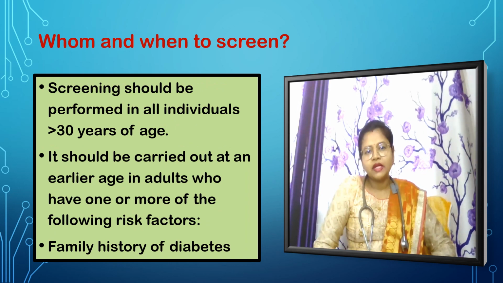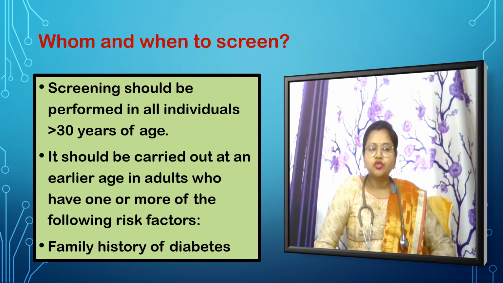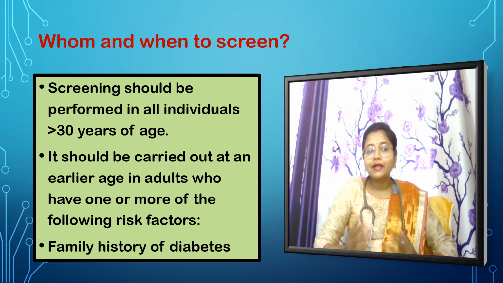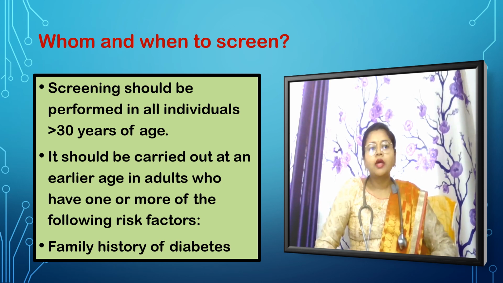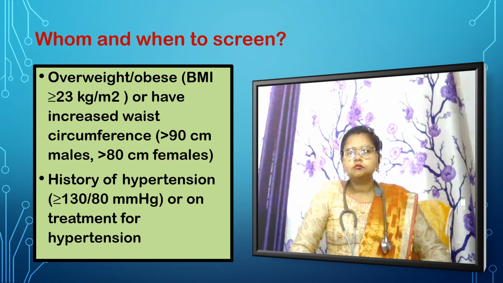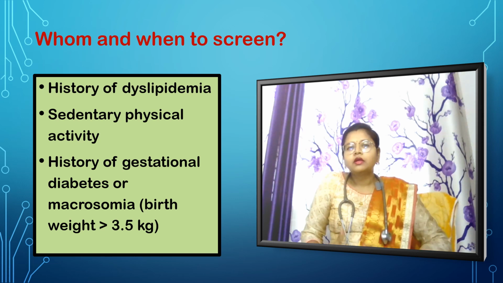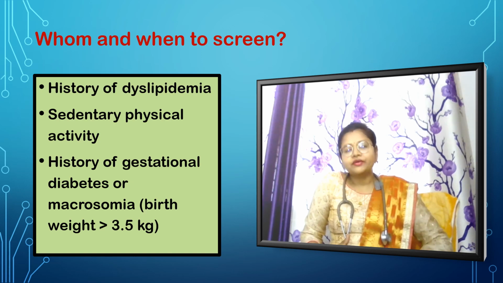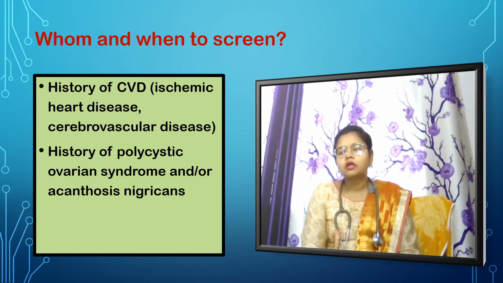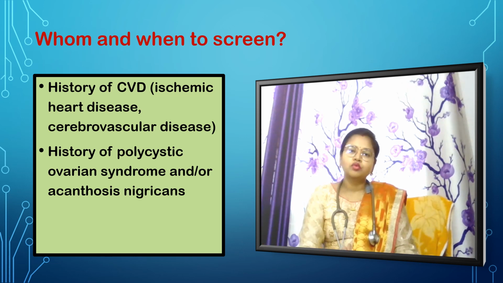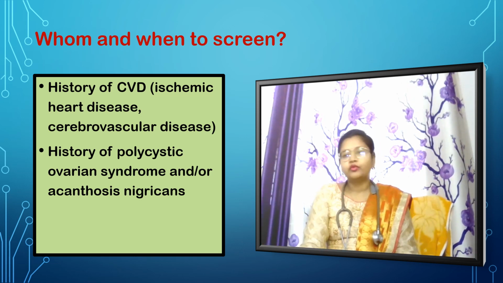Screening for type 2 diabetes mellitus should be carried out in all individuals more than 30 years of age, and it should be carried out at an earlier age in adults having family history of diabetes mellitus, persons who are overweight or obese, and people having hypertension or taking treatment for hypertension. History of dyslipidemia, history of gestational diabetes mellitus or macrosomia, and sedentary lifestyle. People with history of CVD and polycystic ovarian syndrome should also get a screen for type 2 diabetes mellitus.